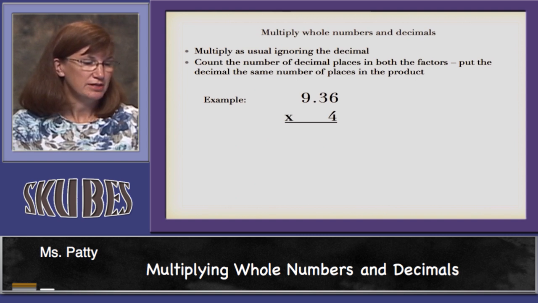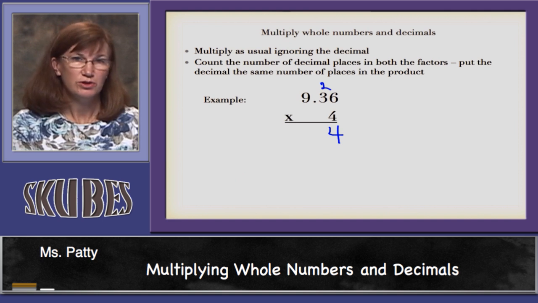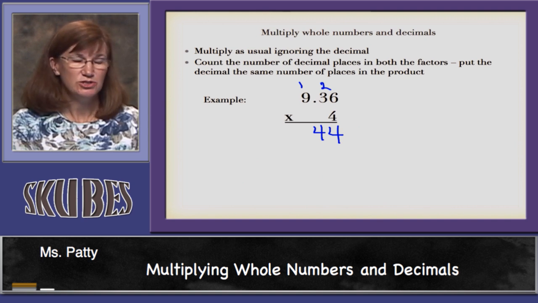Let's start with this problem. 9.36 times 4. We just multiply. 4 times 6 is 24. Carry our 2. 4 times 3 is 12. Plus 2 is 14. Carry our 1. 4 times 9 is 36.